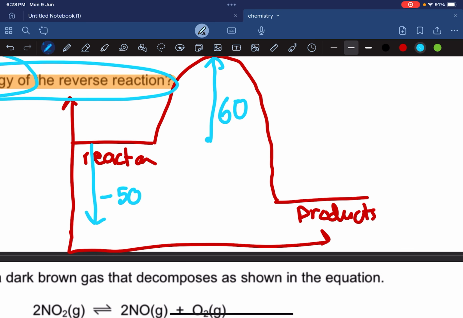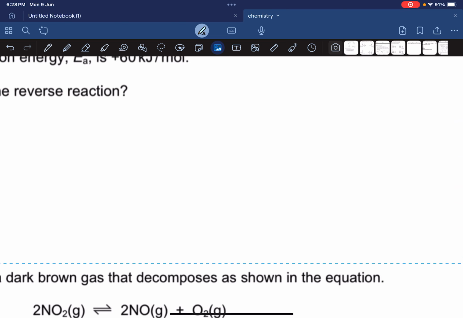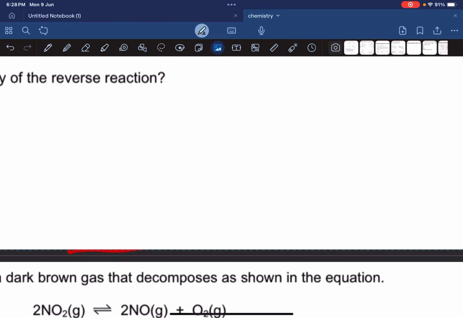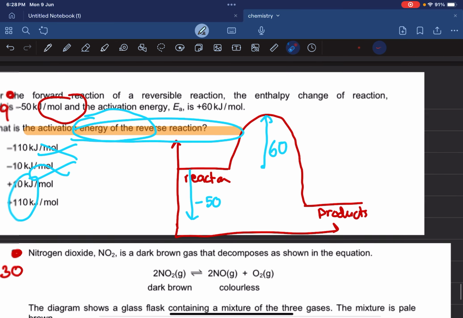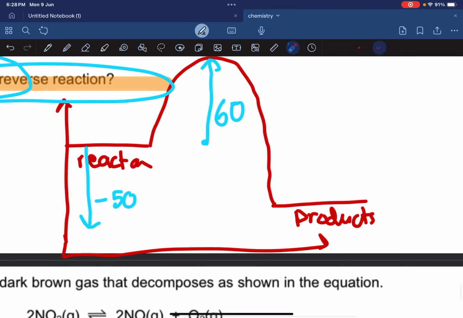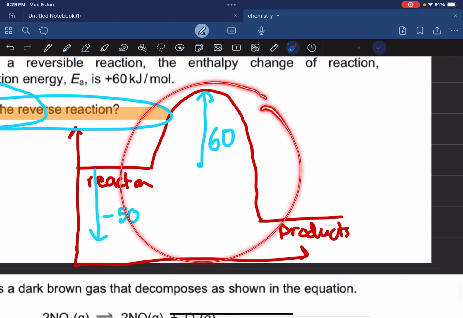Always remember that for your exothermic reaction, it's from the reactants to the energy hump, and for an endothermic one, it's different. Look, if the forward reaction is exothermic, the backward is definitely going to be endothermic. So if this is exo, the reverse is going to be endo.